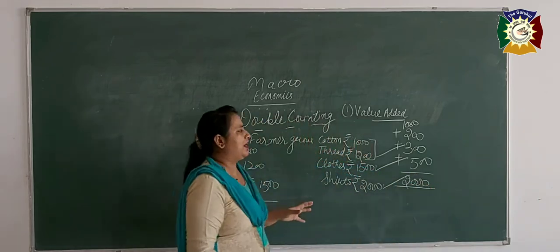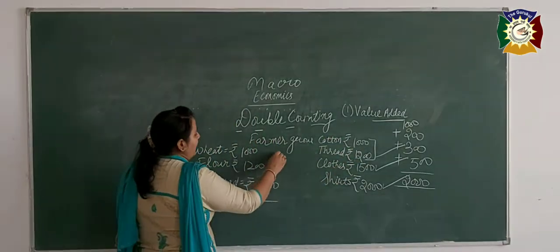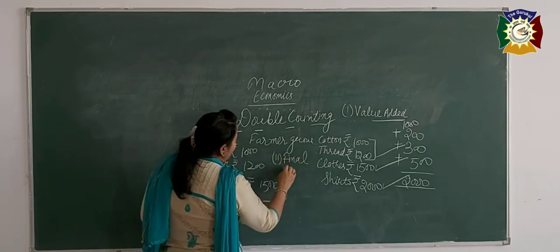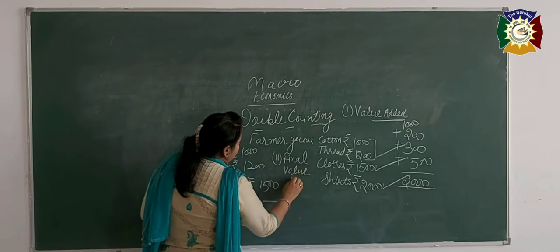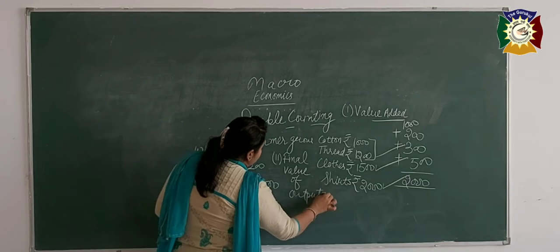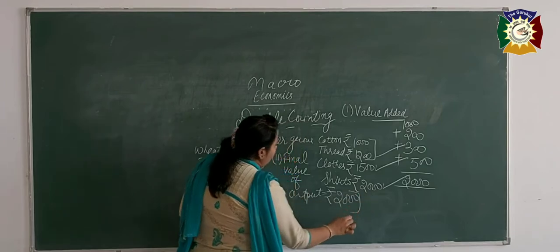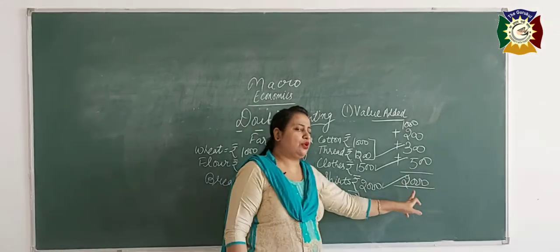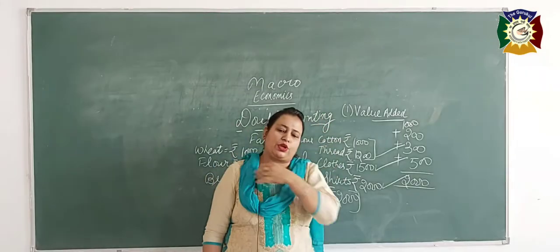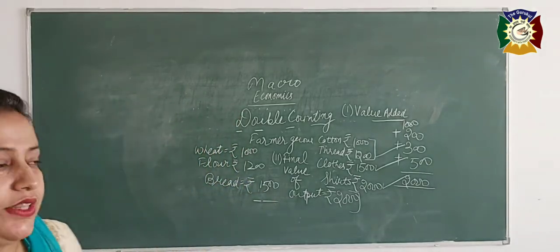First method is you can take value addition, and second method is you can take the final value of output. The final value of output is rupees 2000. If you are taking the final value, it already includes all these values. If I am taking the value of the shirt, it already includes cotton value, thread value, and cloth value. Okay beta, there are two methods by which you can avoid these.